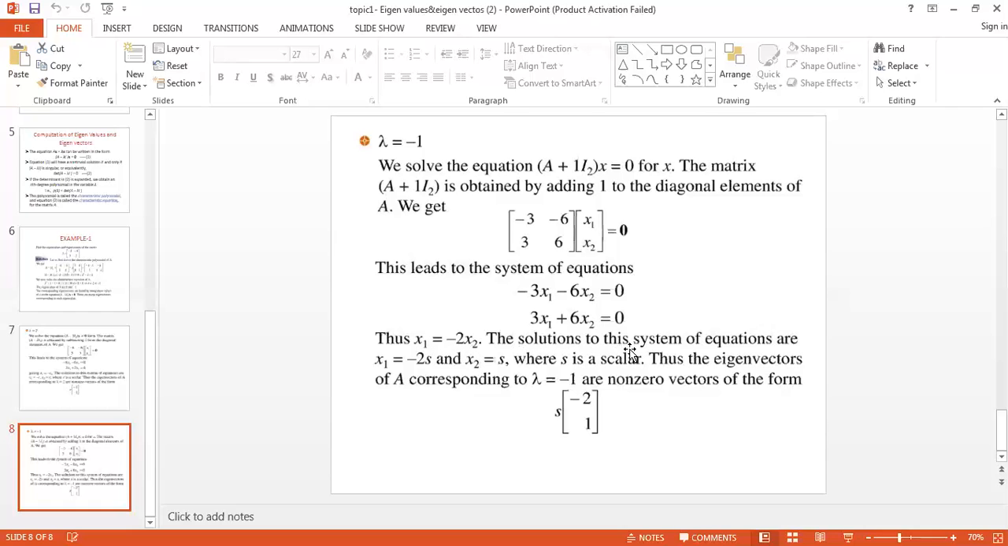The solutions to this system of equations are x1 equals -2s and x2 equals s, where s is a scalar. The eigenvectors of A corresponding to lambda equals -1 are non-zero vectors of the form s into [-2, 1].